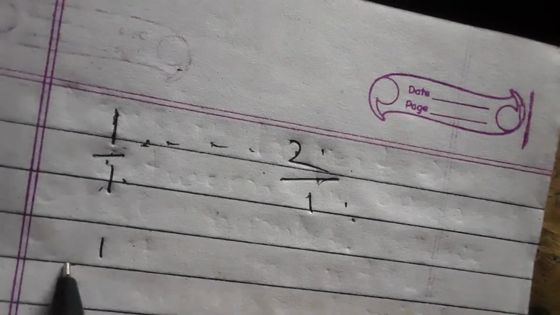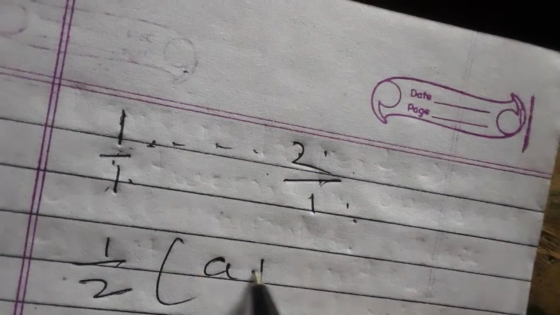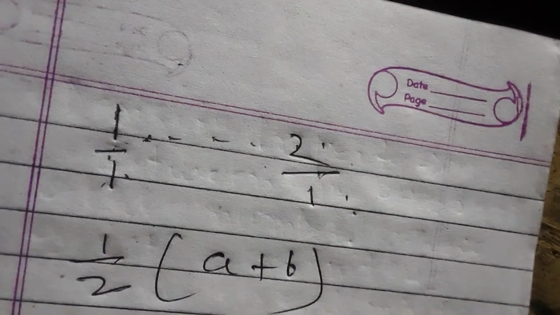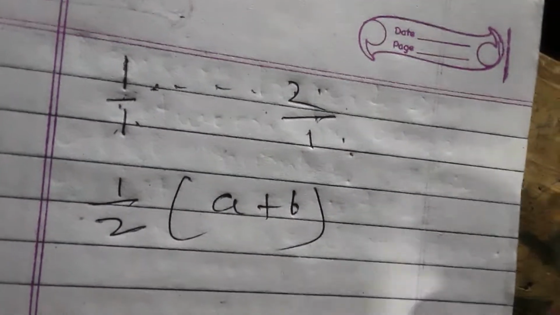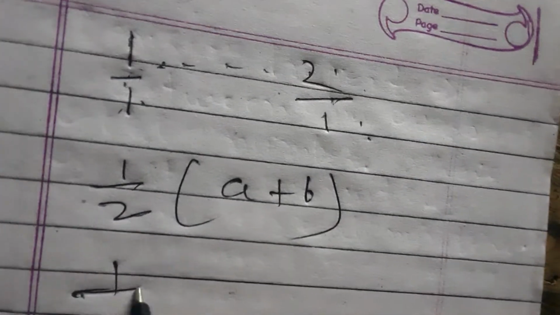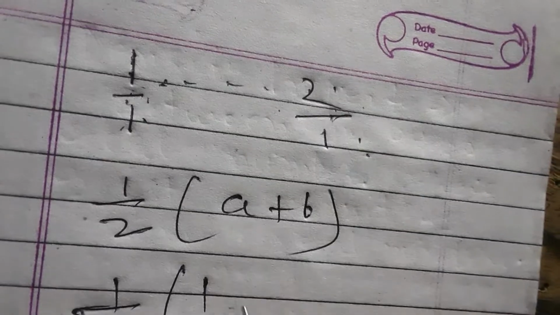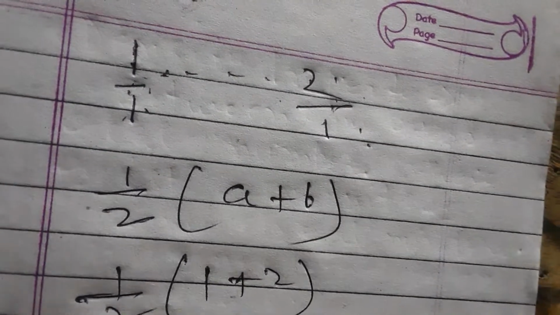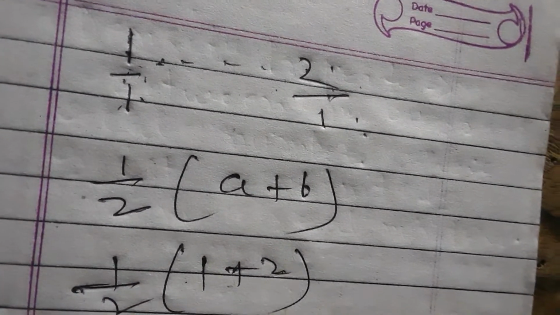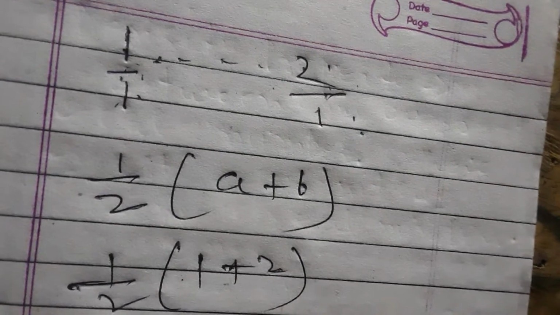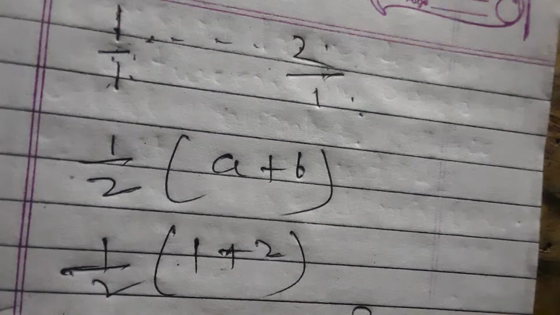So there is a formula, 1 by 2 (a plus b). 1 by 2 (a plus b). What is a? A means this 1 and b means this 2. Means 1 by 2 into (2 plus 1), that is 3. Means 3 by 2 is a rational number between these numbers.